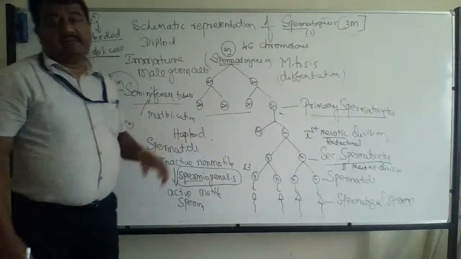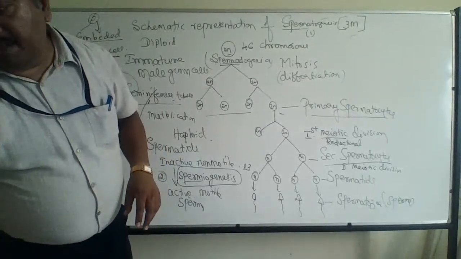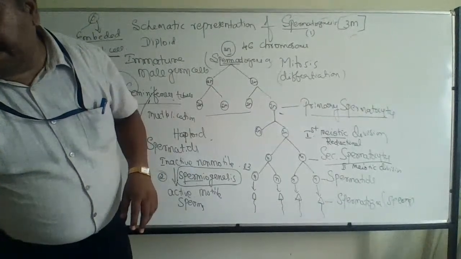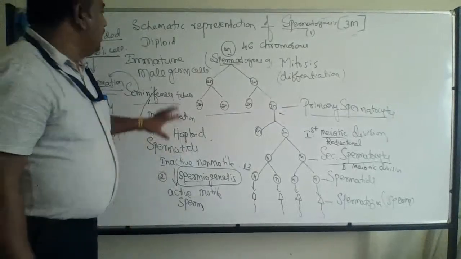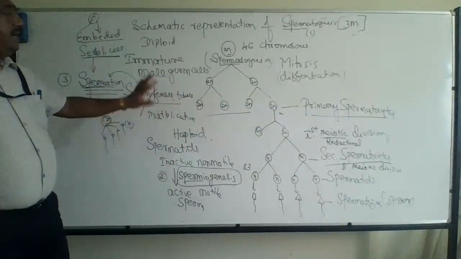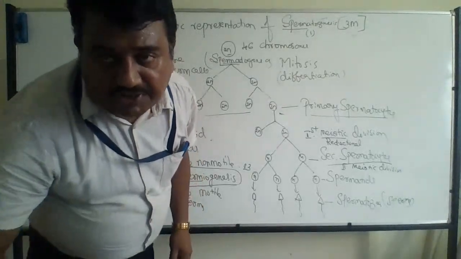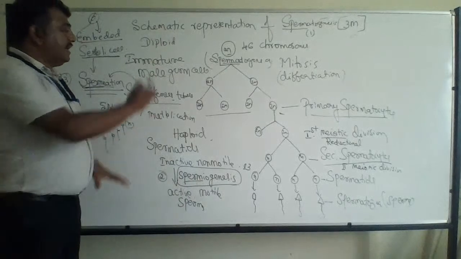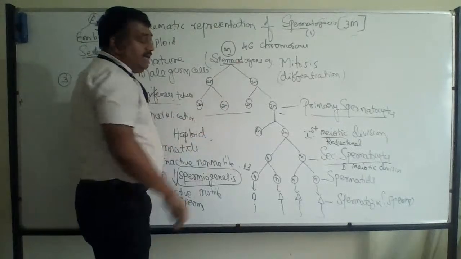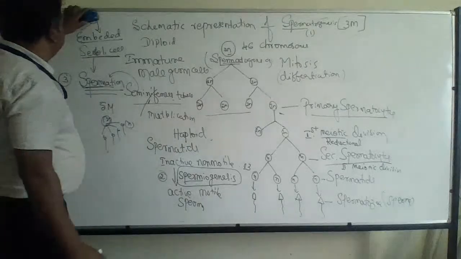This is regarding the schematic representation of spermatogenesis. I hope you are able to follow. If you have any doubt, ask me. Otherwise we will proceed to the next question. And you have to write and practice. You may think it is only some circle, but you should put that circle also in a proper way. Okay, next.